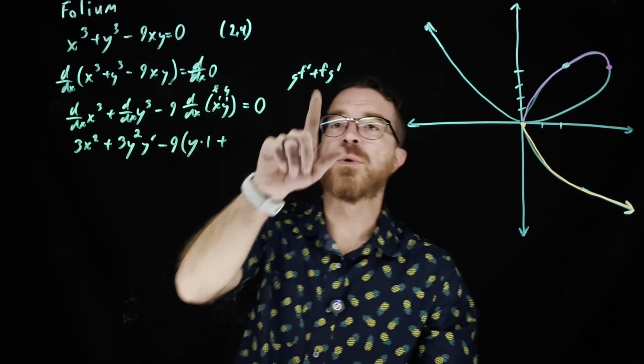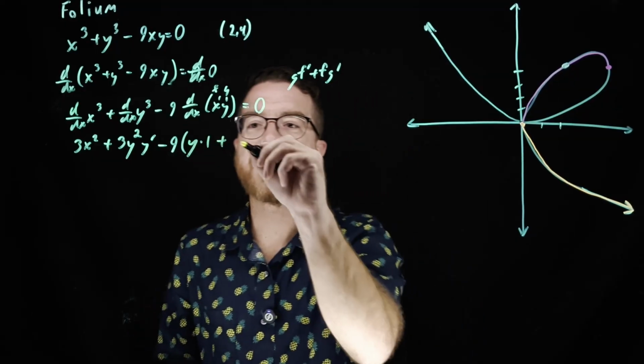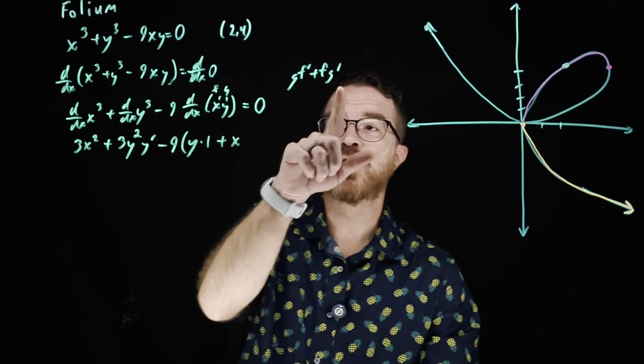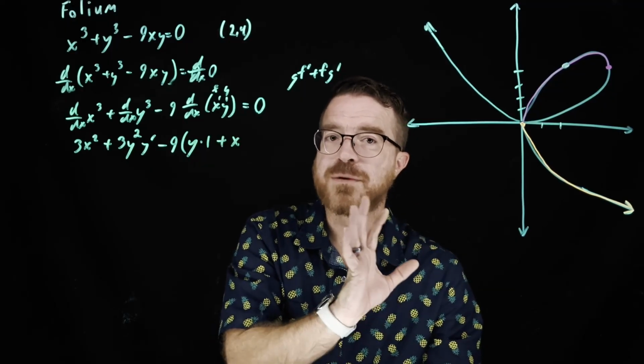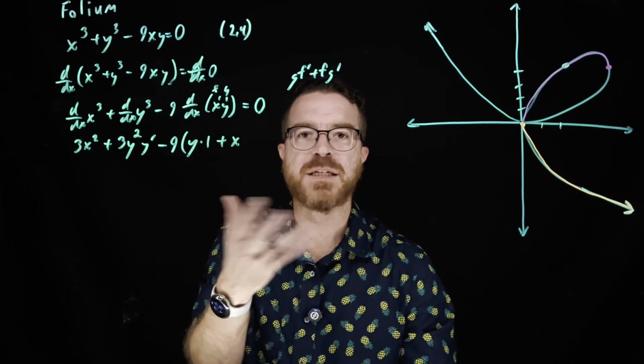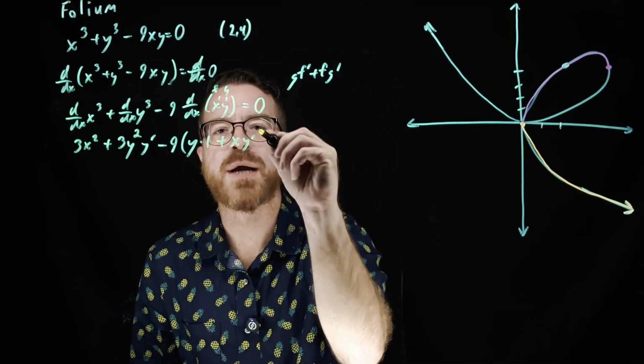Plus, now we're going to leave our f alone, which in this case is x, and we're going to take the derivative of our g term, which is y. But just like we talked about earlier, when I take the derivative of y, it's y of x, which means that it'll be dy dx, or y prime.